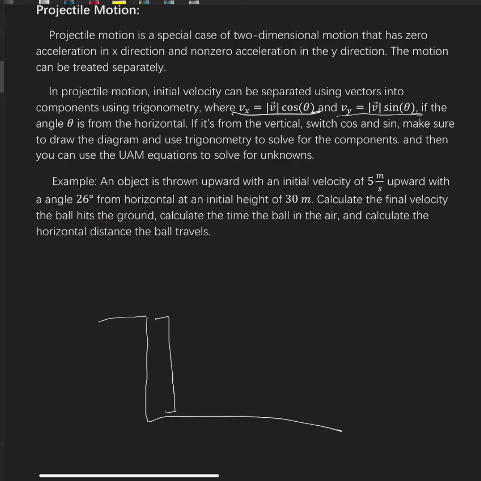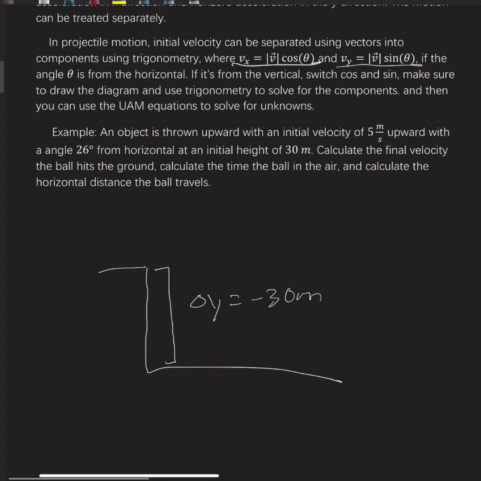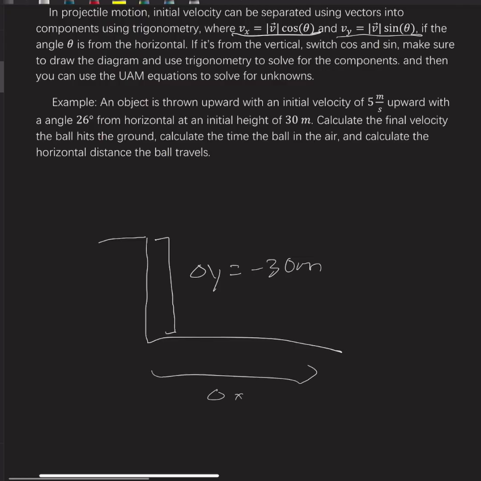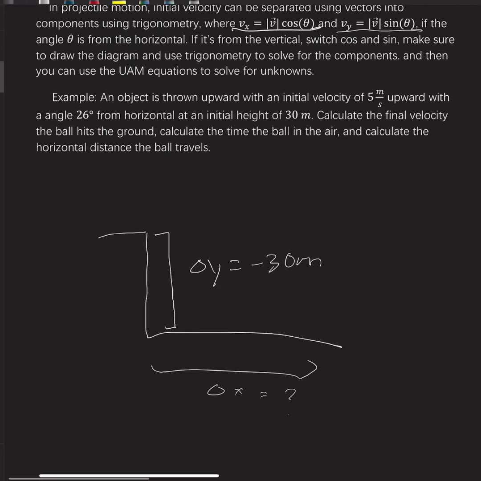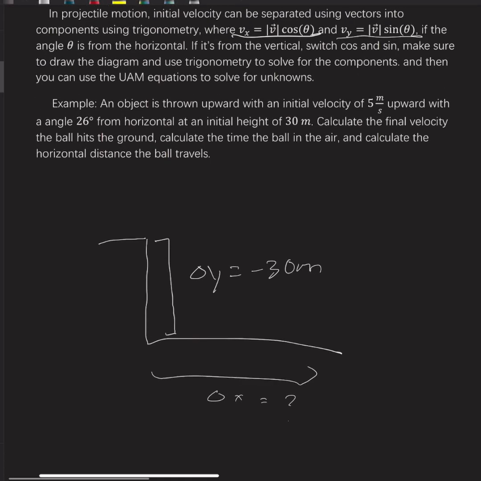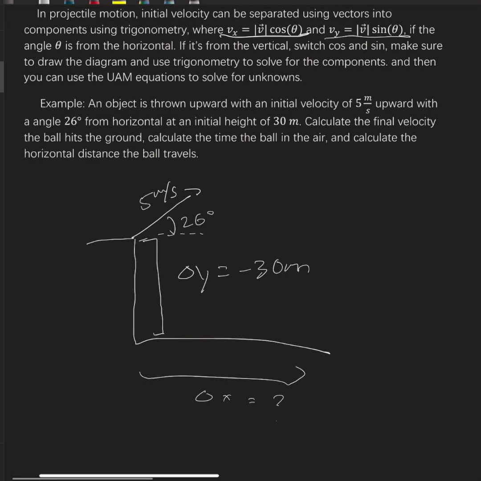So this is the change in y is equal to negative 30 meters. This is the change in x, which is unknown. We are 26 degrees from horizontal, with an initial velocity of 5 meters per second. And calculate the final velocity. So velocity final equals question mark. Calculate the time the ball is in the air. t is equal to question mark. And the horizontal distance, delta x, equal to question mark.